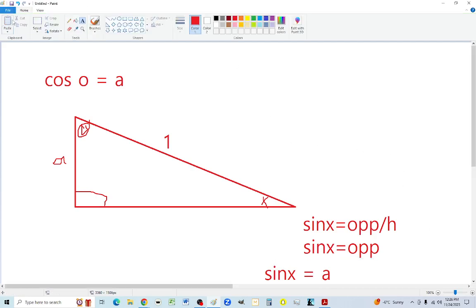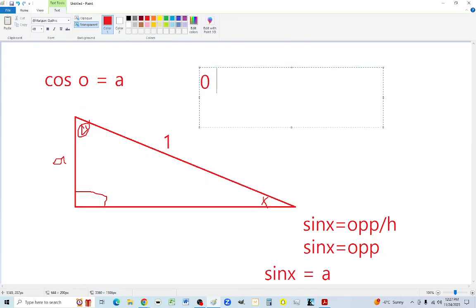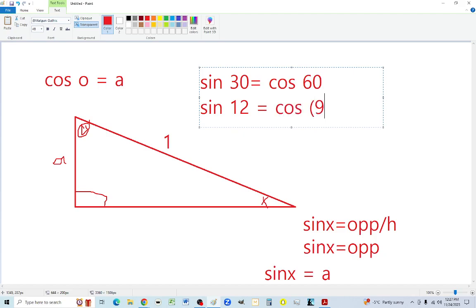That is because if we look at the degrees here, if 90 degrees here is used up, these two must add up to 90. O plus x must equal 90, which means cos and sine will always share the opposite degrees. For instance, sine of 30 will be equal to cos of 60. Sine of anything, 12, will be equal to the cos of 90 minus 12. What's 90 minus 12? 78.